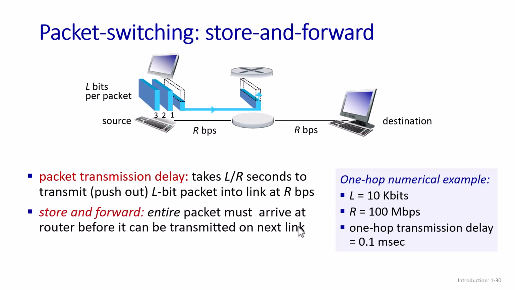Now in store and forward, the entire packet must arrive at the router before it can be transmitted onto the next link. So in this example, the router will wait until all bits in the packet arrive at this router, and when the packet is complete, then it will be forwarded. And that's why it's called store and forward.